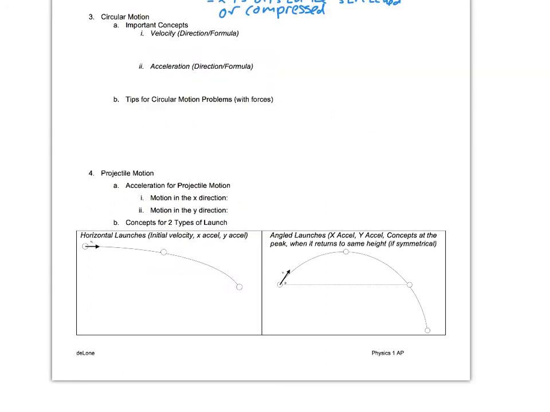We'll next move on to circular motion, and we're really going to focus on uniform circular motion here, which is circular motion at a constant speed. What we need to know are important things about the velocity and the acceleration. We'll start with the formula.